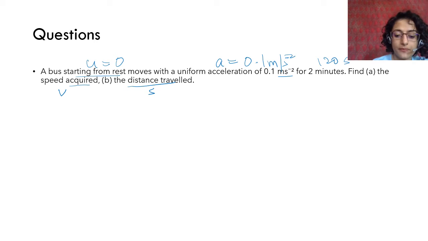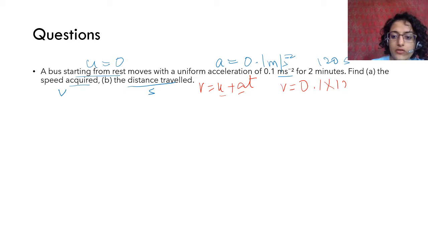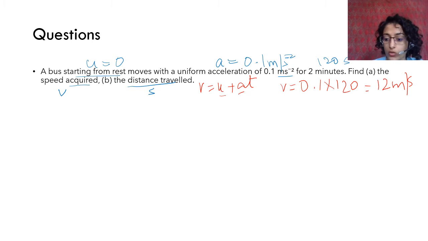You should remember those formulae yourself. We'll do it accordingly. Here we see that v is equal to u plus at. Using this formula, u is 0, so v is equal to a is 0.1, t is 120. So v is equal to 12 meter per second. Now we have the value of v, so we have found the first part.